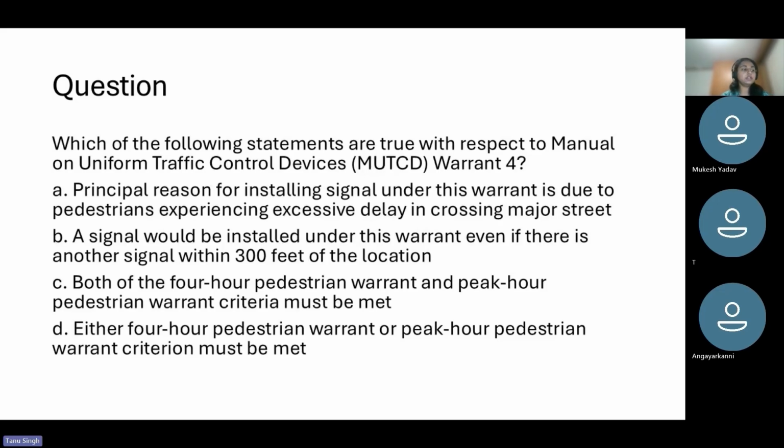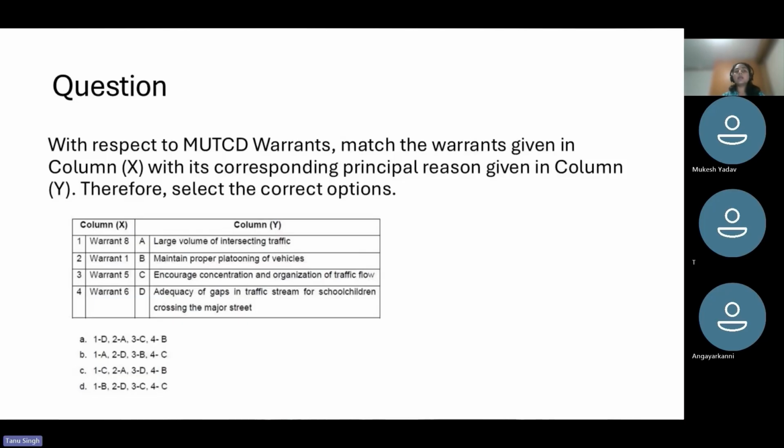Now coming to the next question. With respect to MUTCD warrants, match the warrants given in column X with its corresponding principal reason given in column Y. Select the correct option out of A, B, C and D. Column X has warrant 8, warrant 1, warrant 5 and warrant 6, whereas column Y has large volume intersection traffic, maintain proper platoon of vehicles, encourage concentration and organization of traffic flow, and advocacy of gaps in traffic stream for school children crossing the major street.